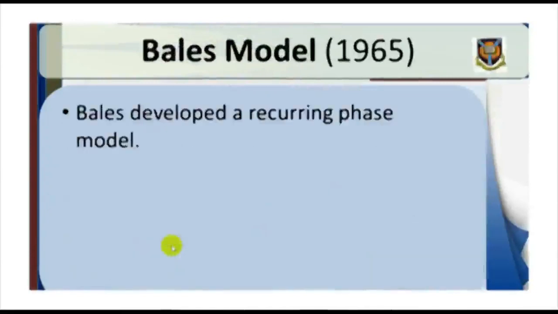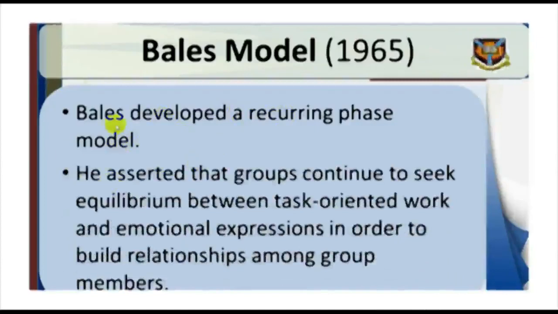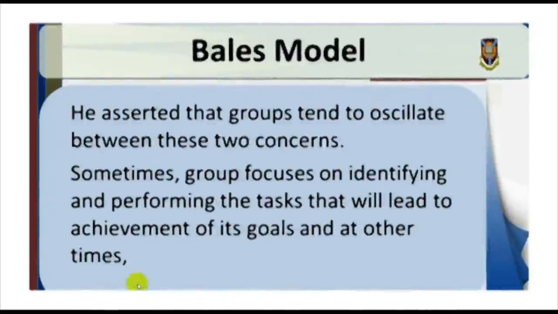Ballet's model. The 2 models described above are sequential stage models, as both specify sequential stages of group development. Ballet's 1965 model is a recurring phase model. He asserted that groups continue to seek equilibrium between task-oriented work and emotional expressions in order to build relationships among group members. He also asserted that groups tend to oscillate between these 2 concerns.